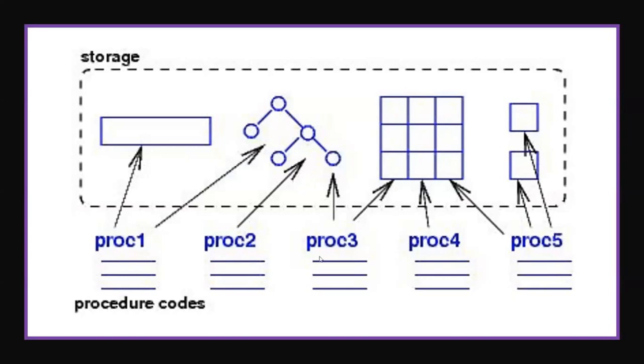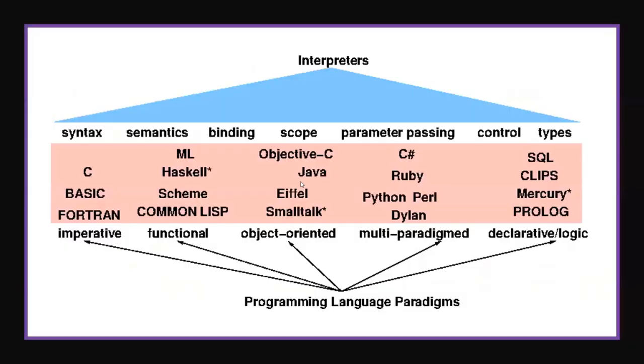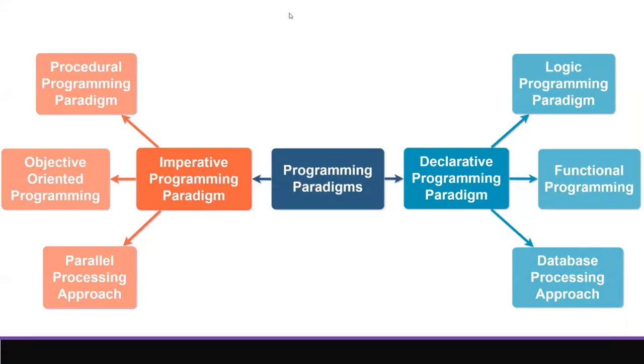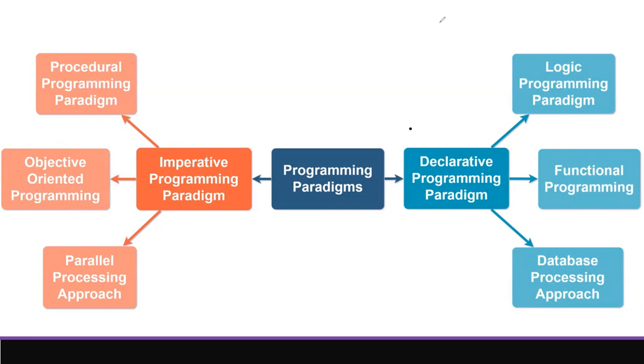So your procedures would work on the data structures, different data structures. And then what's the difference between procedural programming and object-oriented programming? Chapter 4 is an overview of these, but we need to know the difference between procedural programming and object-oriented programming. And object-oriented programming is also imperative programming.